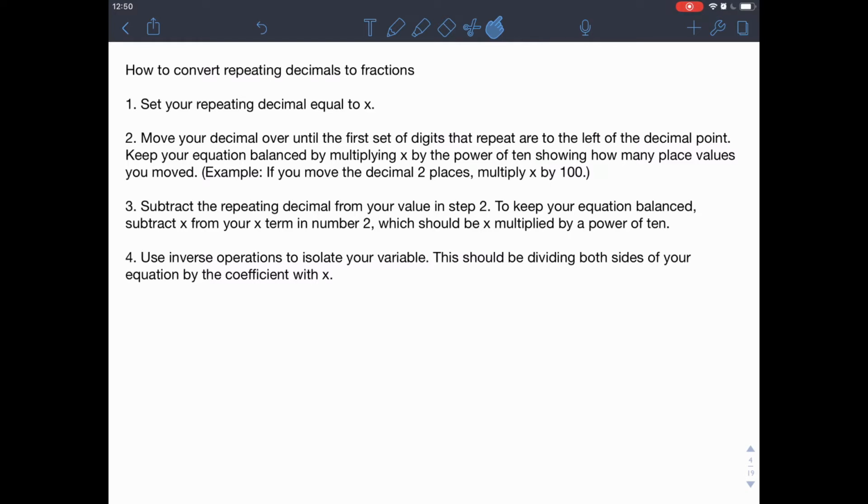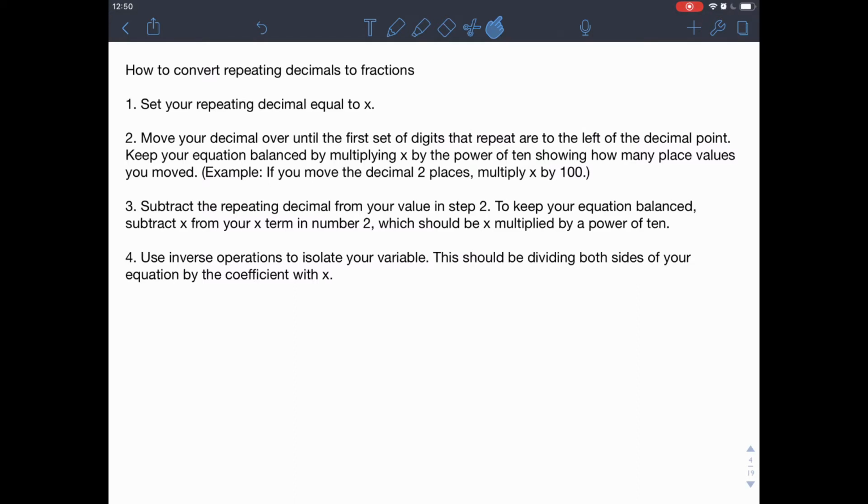So we're going to set our repeating decimal equal to x. We're going to move our decimal over until the first digit that repeats, or set of digits, are to the left of the decimal point. And then since we're doing that to keep our equation balanced, we'll have to multiply the x on the other side of the equation by whatever power of 10 represents how many place values we moved.